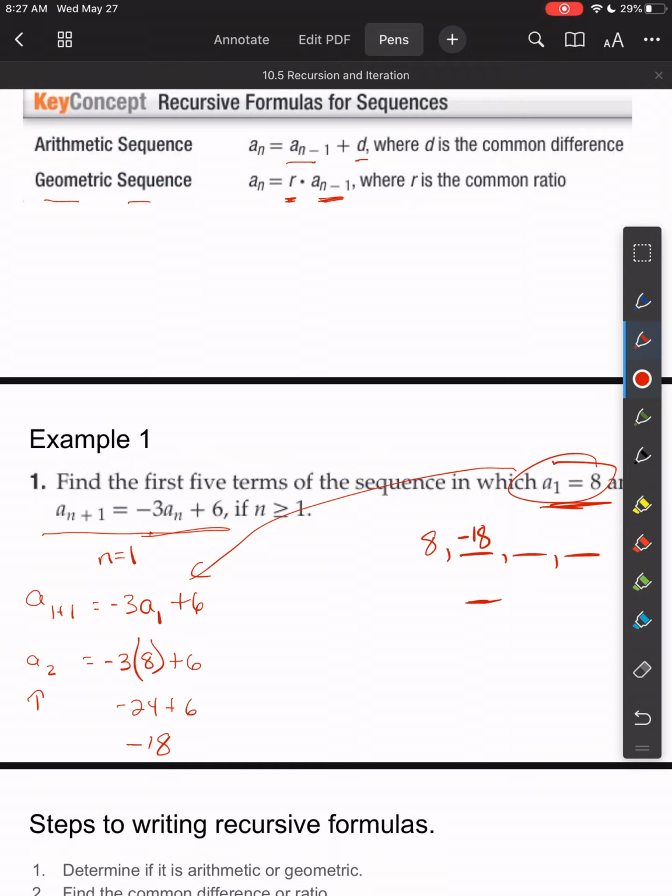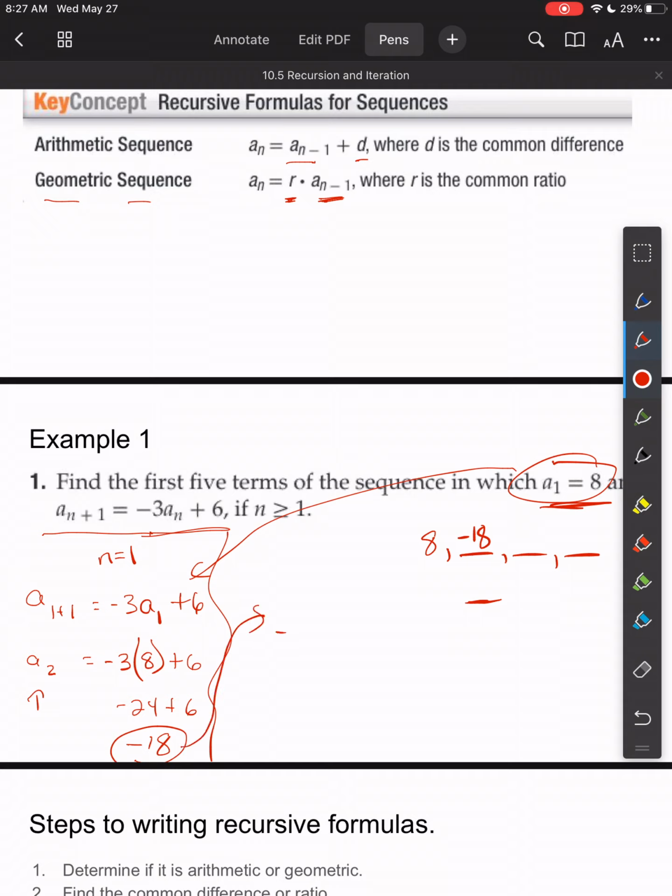To find the third term, I'm going to have to plug in a 2 for n, because again, these things are built on the previous term. Or you could use this again, which maybe I should show. We're essentially taking the previous term, multiplying it by negative 3, and then adding 6. So I could do that here again.